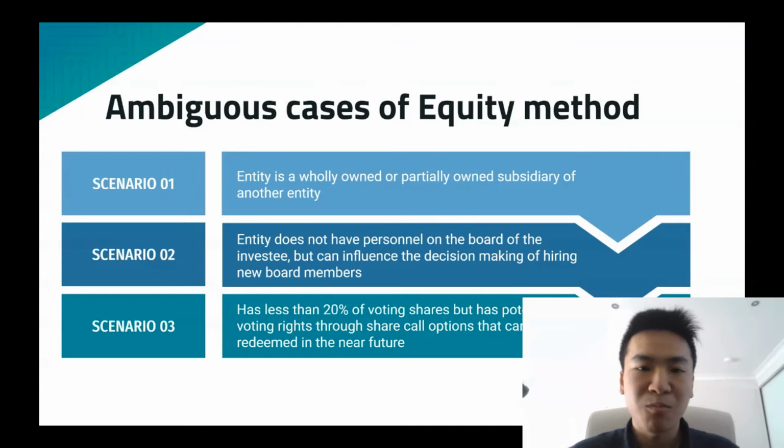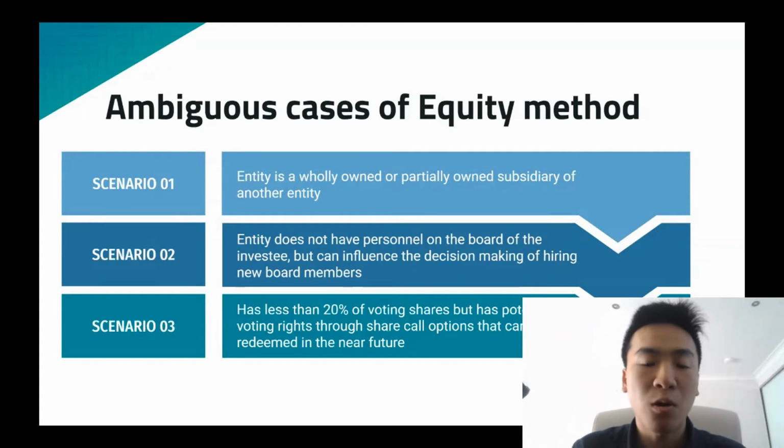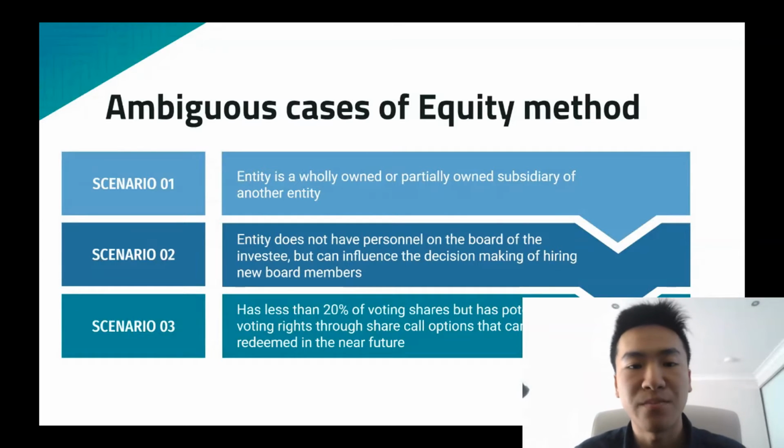These somewhat vague descriptions of significant influence can lead to a lot of ambiguities. We'll look through them in these scenarios. In scenario 1, the entity is a wholly owned or partially owned subsidiary of another entity. Along the whole rabbit trail of subsidiaries being owned by another parent company, and that parent company being owned by another, being classified as a subsidiary of another parent company, can lead to a whole lot of confusion about how to classify it, and they can use the equity method.